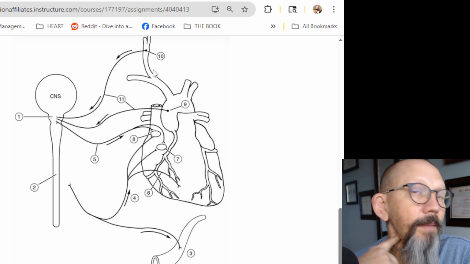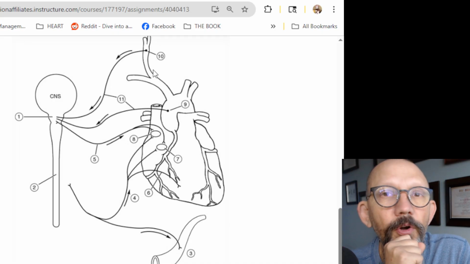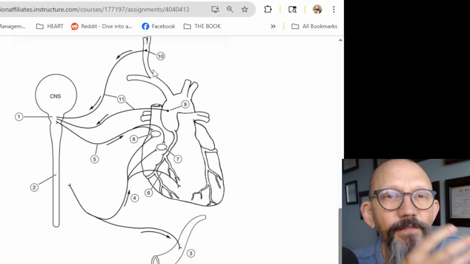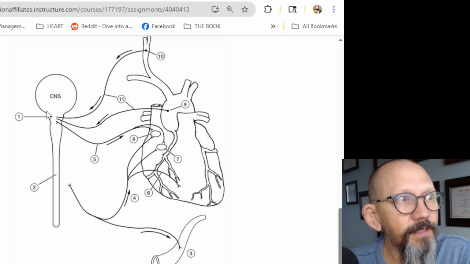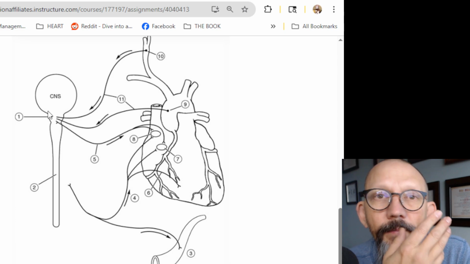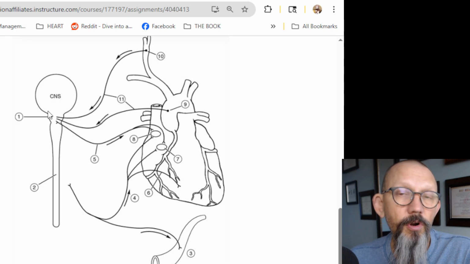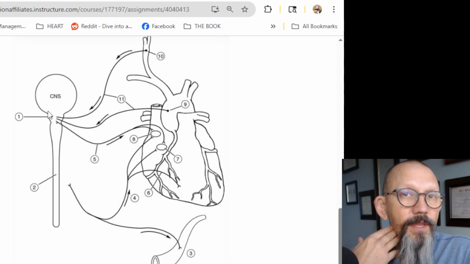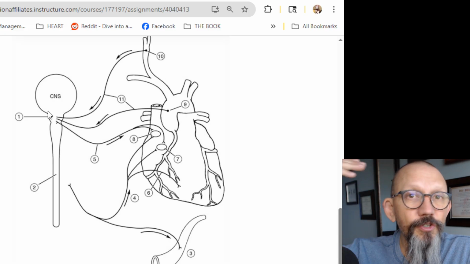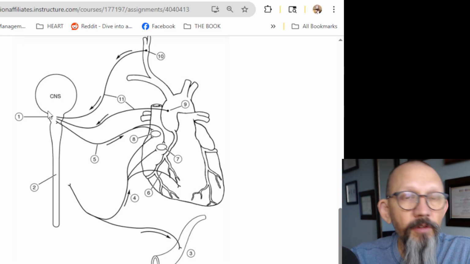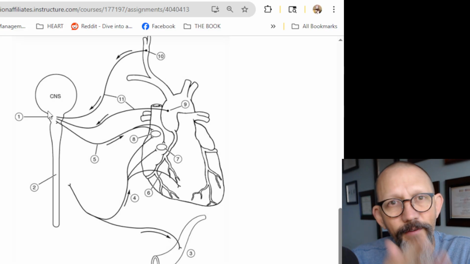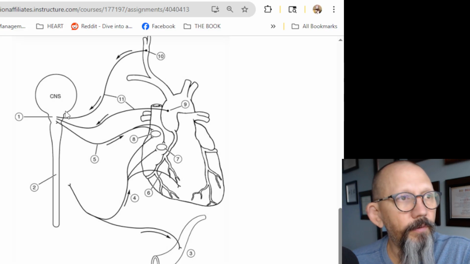Now, there's a baroreceptor there, and a baroreceptor means that it receives information and sends it back to the central nervous system about pressure. So if you have too much pressure in your heart, your heart's pumping too hard, it'll stimulate that. And then that'll send information to the brain. The brain's going to say, whoa, calm down, so we don't pop a gasket, have a heart attack, those kinds of things, or a stroke, right?